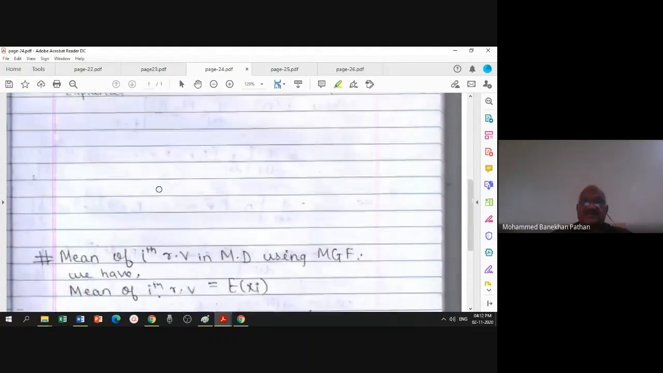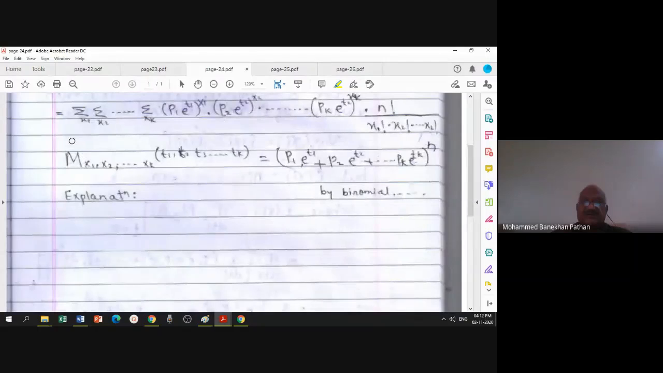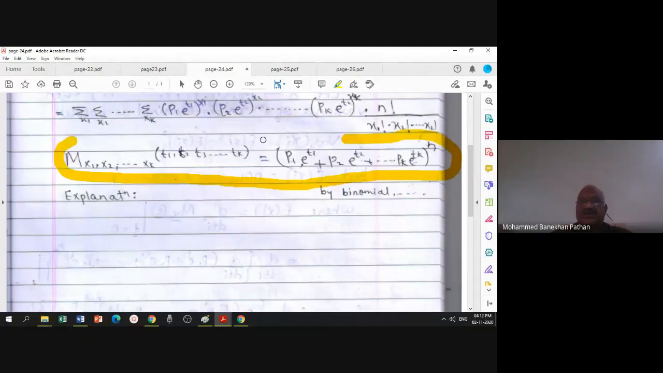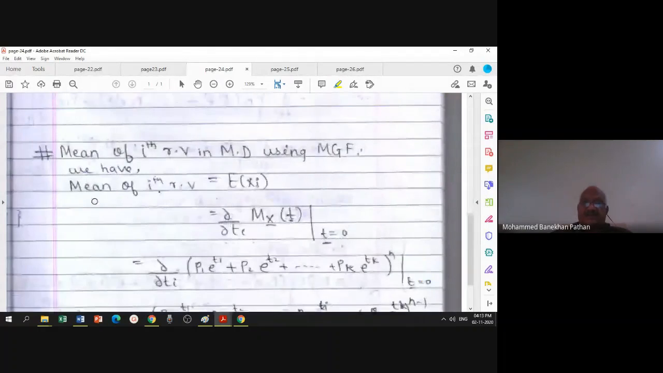That means we use this expression to get a mean, a variance, a covariance, a correlation, everything we develop from this function. Mean of the ith random variable is equal to expected value of Xi. This is by the first definition.